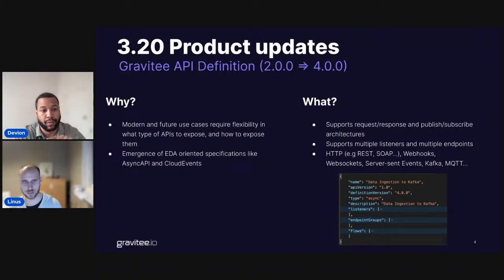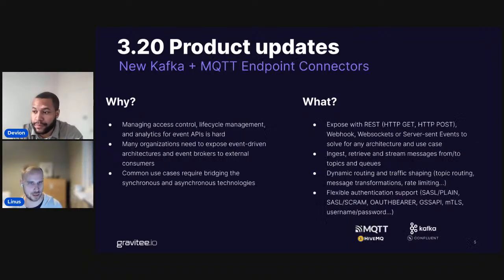So we have this concept of listeners and endpoints. A listener could be things like webhooks, REST, HTTP GET, HTTP POST, SOAP, WebSocket, server-sent events, and so forth. While endpoints is basically the upstream. So it could be REST, could be SOAP, could be Kafka, MQTT, and other types of event brokers. This is where we're adding this flexibility to mix and match what your upstream data sources are and how you want to expose that as an API owner and as an API producer. And with API 4.0.0, you'll be able to do that.